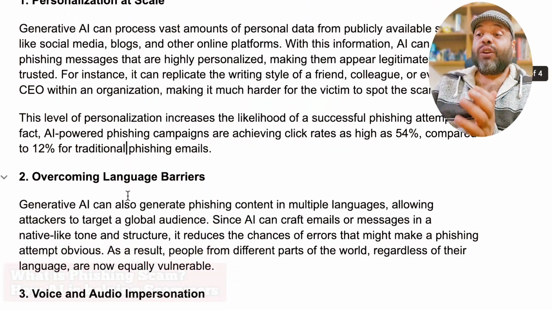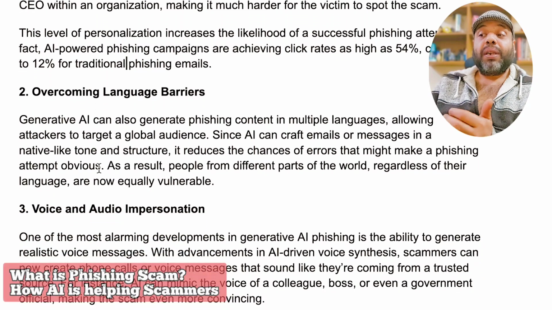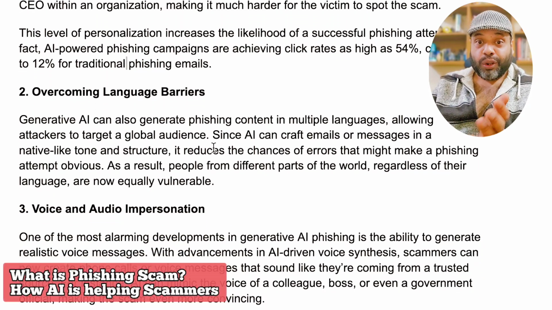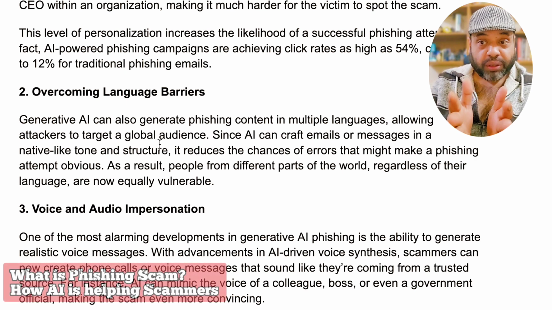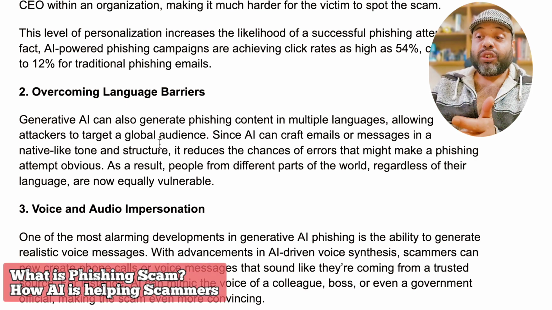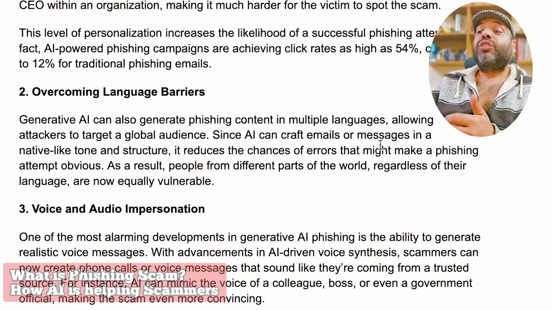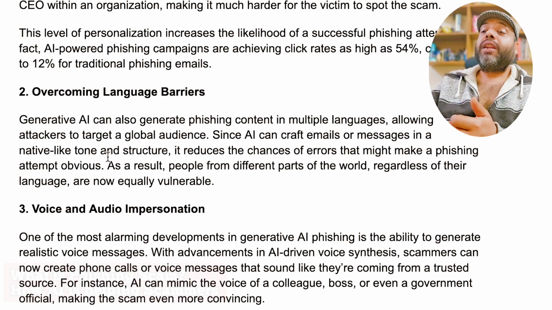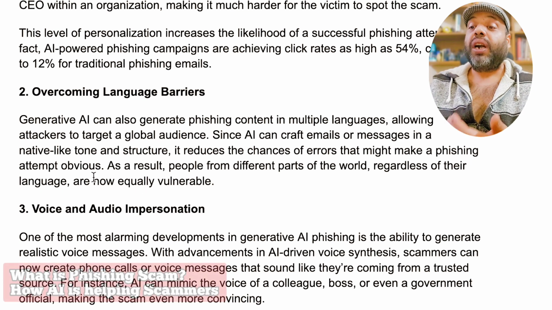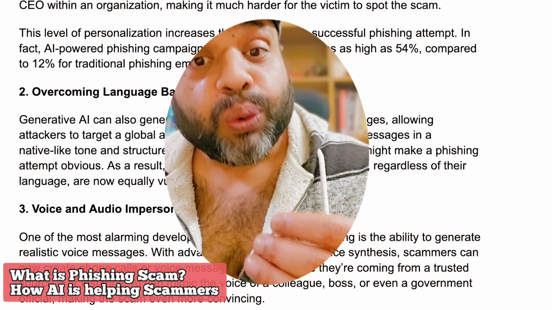Generative AI can also generate phishing content in multiple languages, allowing attackers to target a global audience, right? So they are not limited to any geography. Since AI can craft emails or messages in a native-like tone and structure, it reduces the chances of errors that might make a phishing attempt obvious. As a result, people from different parts of the world, regardless of their language, are now equally vulnerable.